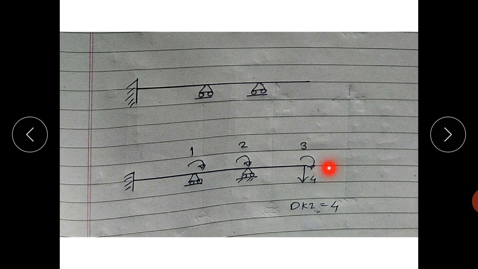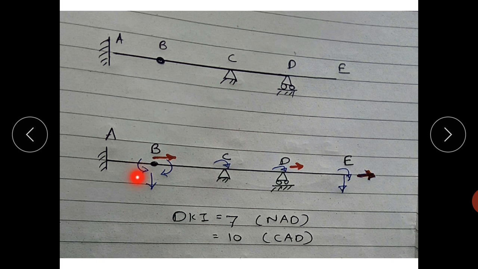At the free end, neglect the axial deformation, the deformation in x direction. DKI here is degree of freedom 2. So 1, 2, 3 and 4, DKI is 4. In totality 4 degrees of freedom will be there, 2 rotations and 2 displacements.